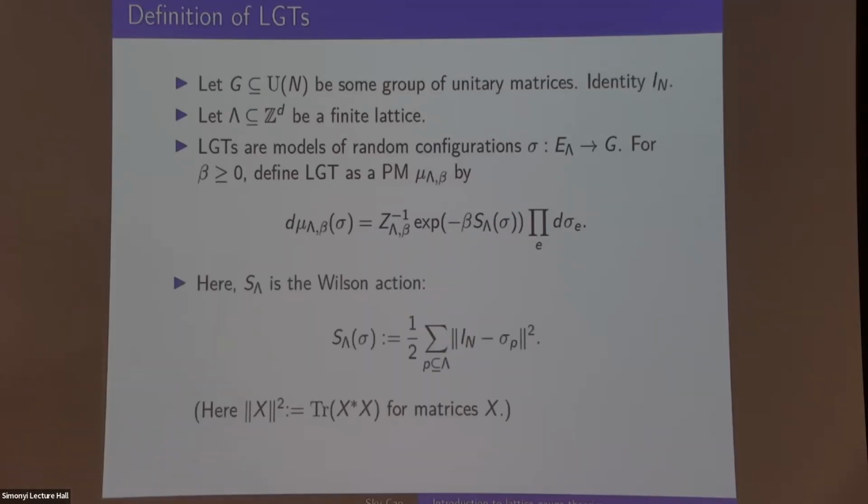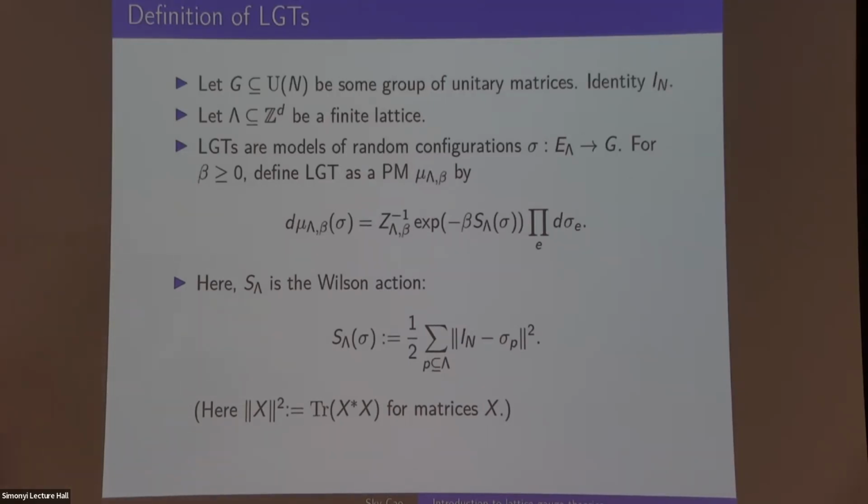So this action, usually it's called the Wilson action. And it's defined as follows. So the action of some sigma is defined as, well, 1/2 times the summation over plaquettes. I'll say what plaquettes are in a moment. So the distance squared between the identity matrix and sigma p. And I'll say in a moment what sigma p is. But here I just want to give the general form of what this action looks like.